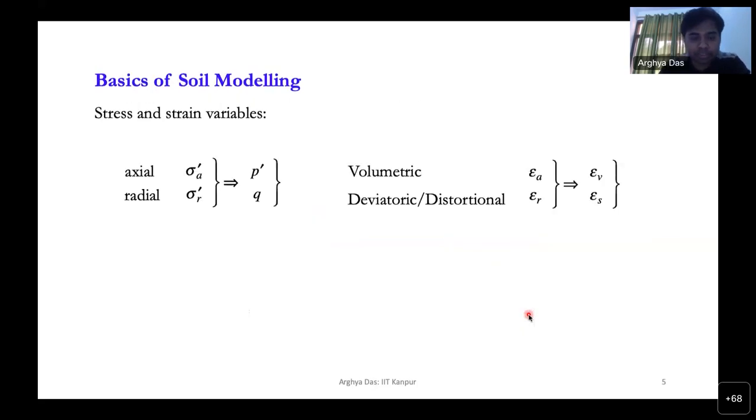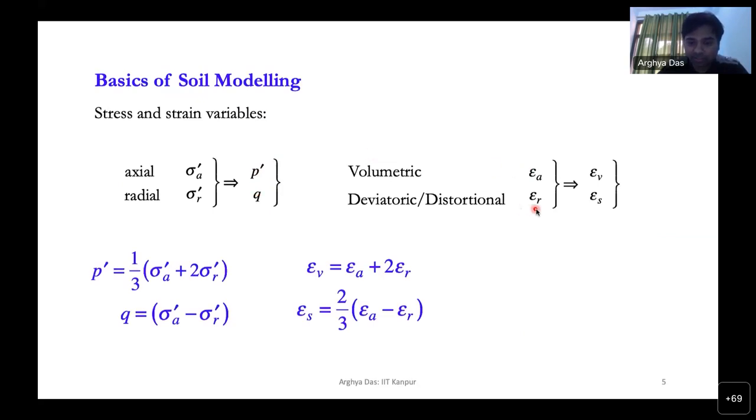So now these are the simple transformations where, if we are talking about the axial or radial stresses, they can also be transformed into P and Q. P is the volumetric or the mean stress, and Q is the deviatoric stress. Similarly, the volumetric strain and the deviatoric or distortion strain can be classified. So the definition in the axisymmetric condition: P is nothing but the trace of the stress matrix, or here we can define it in terms of sigma a plus twice sigma r divided by 3, and the deviatoric stress is sigma a minus sigma r.